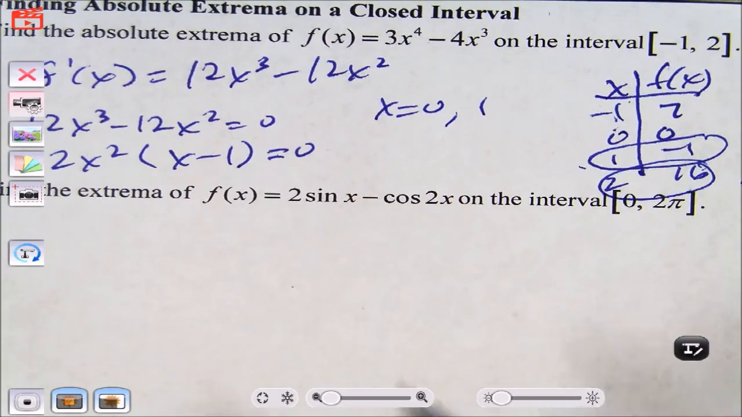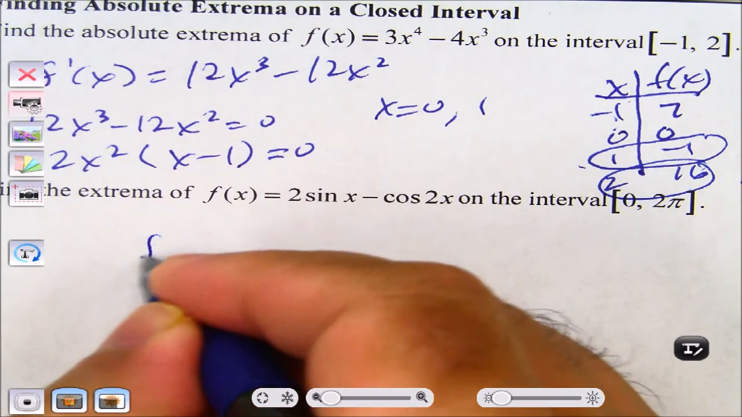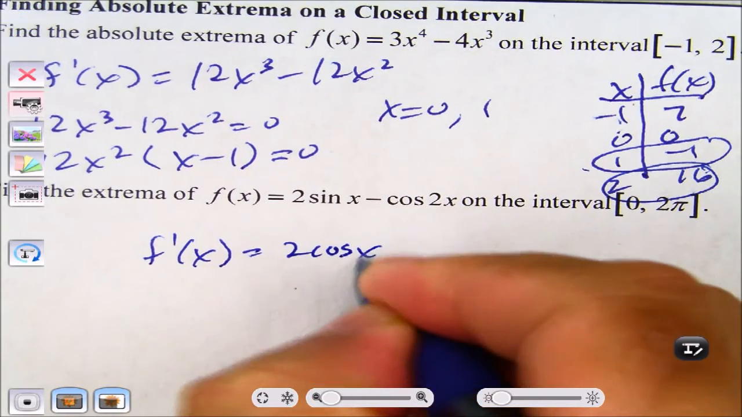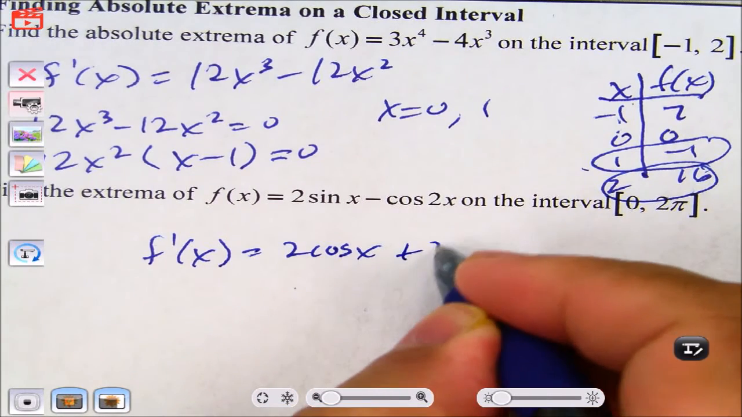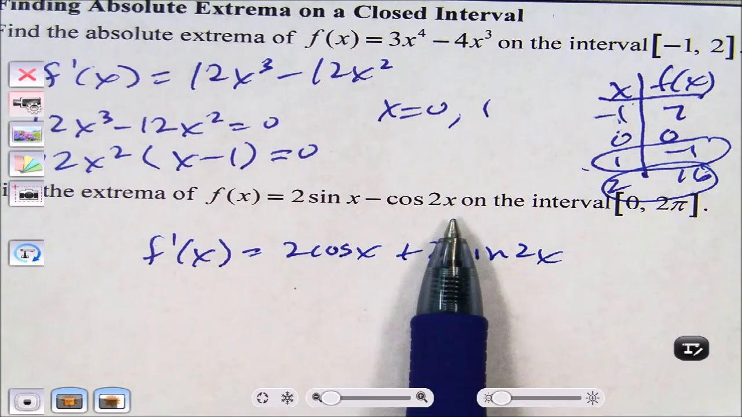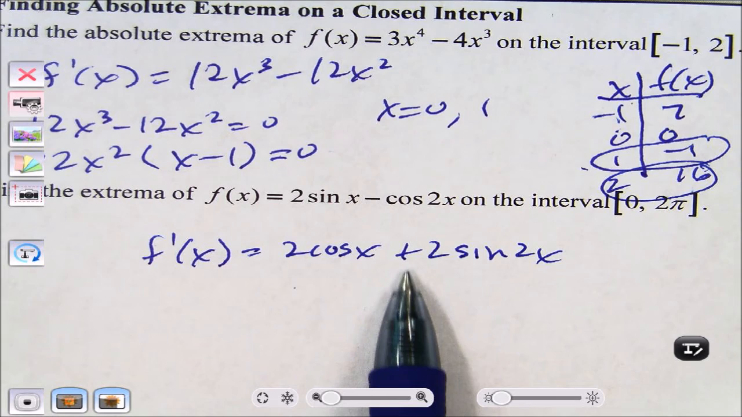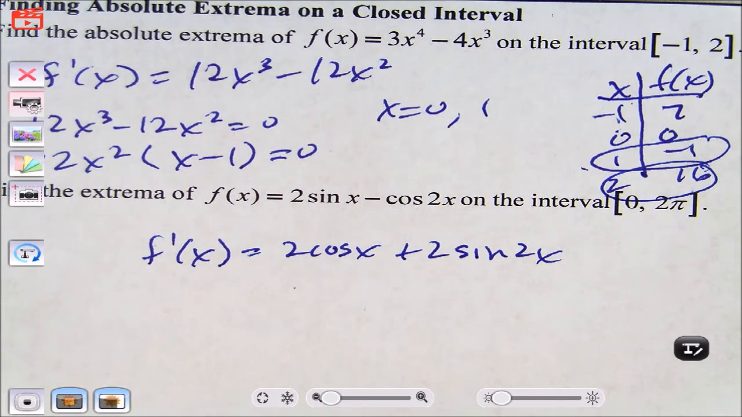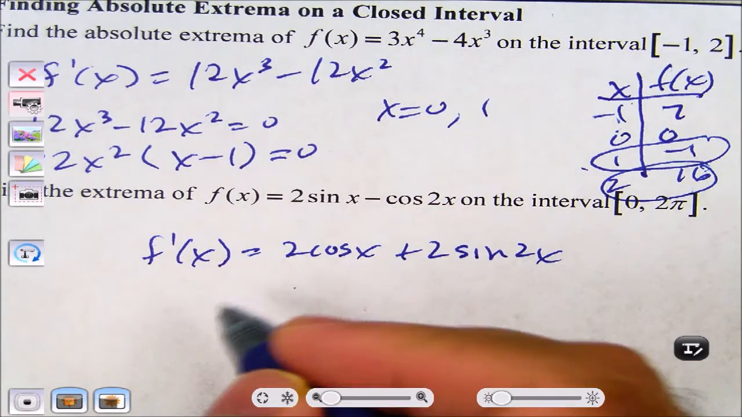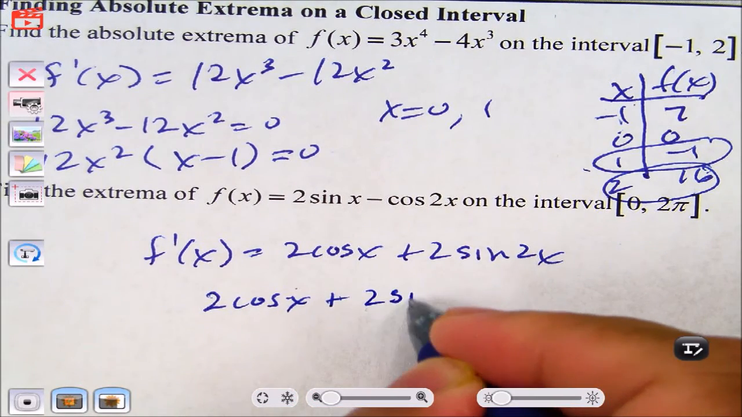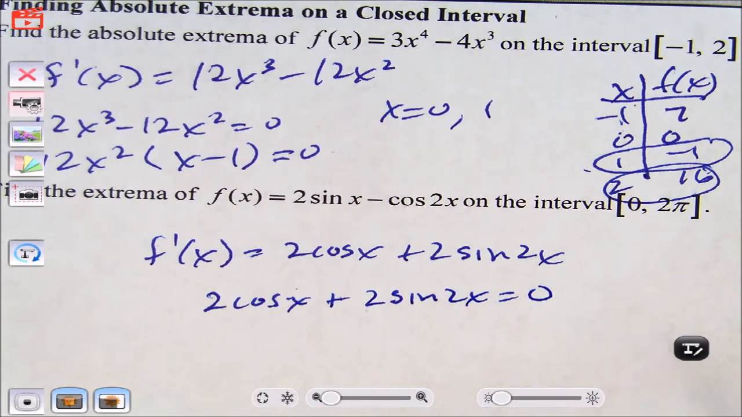Closed interval. All right. So we go take the derivative. f prime of x equals 2 cosine x plus 2 sine 2x. All right. This 2 comes from the derivative of 2x. And the sign changed because the derivative of cosine is negative sine, so it's minus a negative sign. Okay, so I had to use the chain rule on that. Now, set that equal to 0. So this is where some of you wonder, well, how do you solve that?